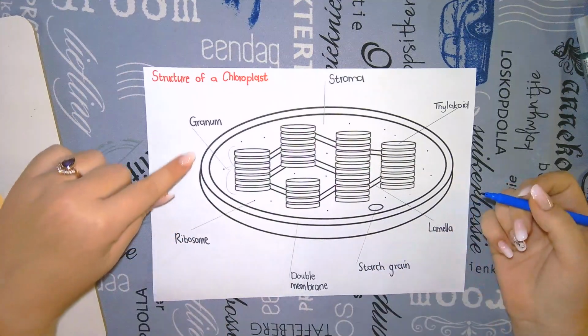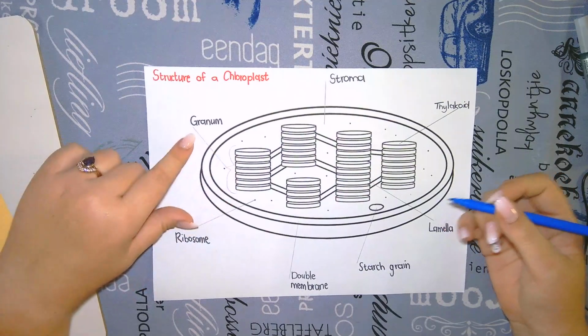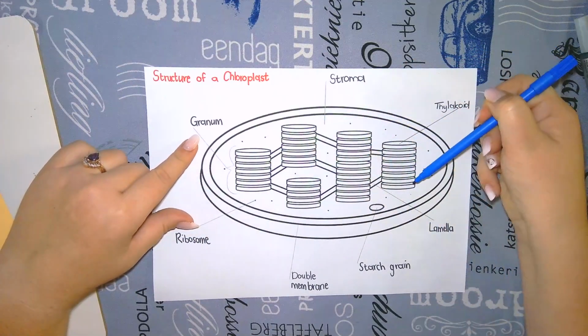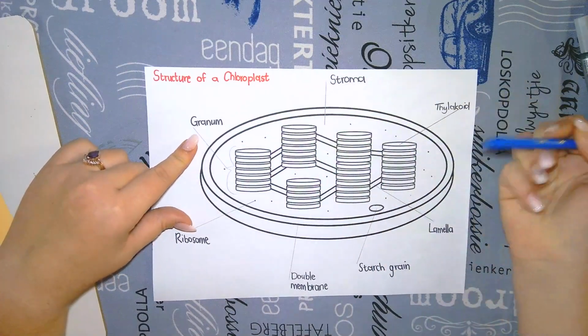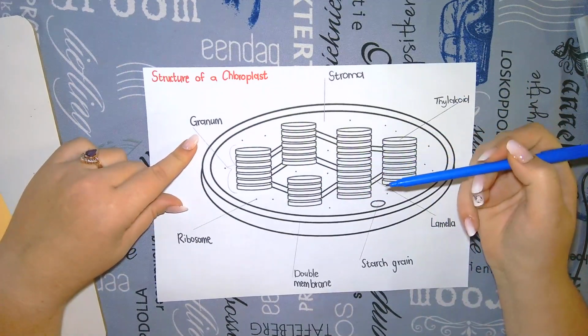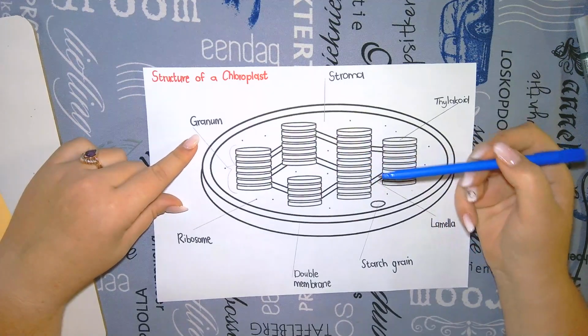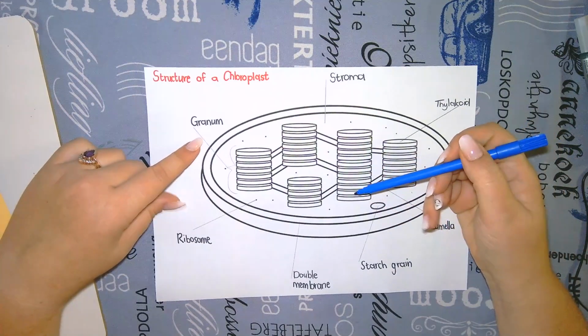It also then has a granum or a grana. All of these structures together are called a grana. One of them is called a granum. So, the grana contains chlorophyll that is used to trap sunlight.